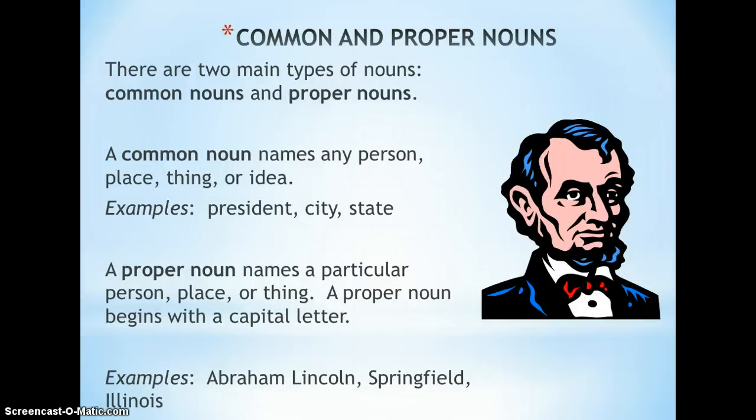There are two main types of nouns, common nouns and proper nouns. A common noun names any person, place, thing, or idea. Examples are president, city, state. A proper noun names a particular place, person, or thing. A proper noun begins with a capital letter. Examples are Abraham Lincoln, Springfield, Illinois.